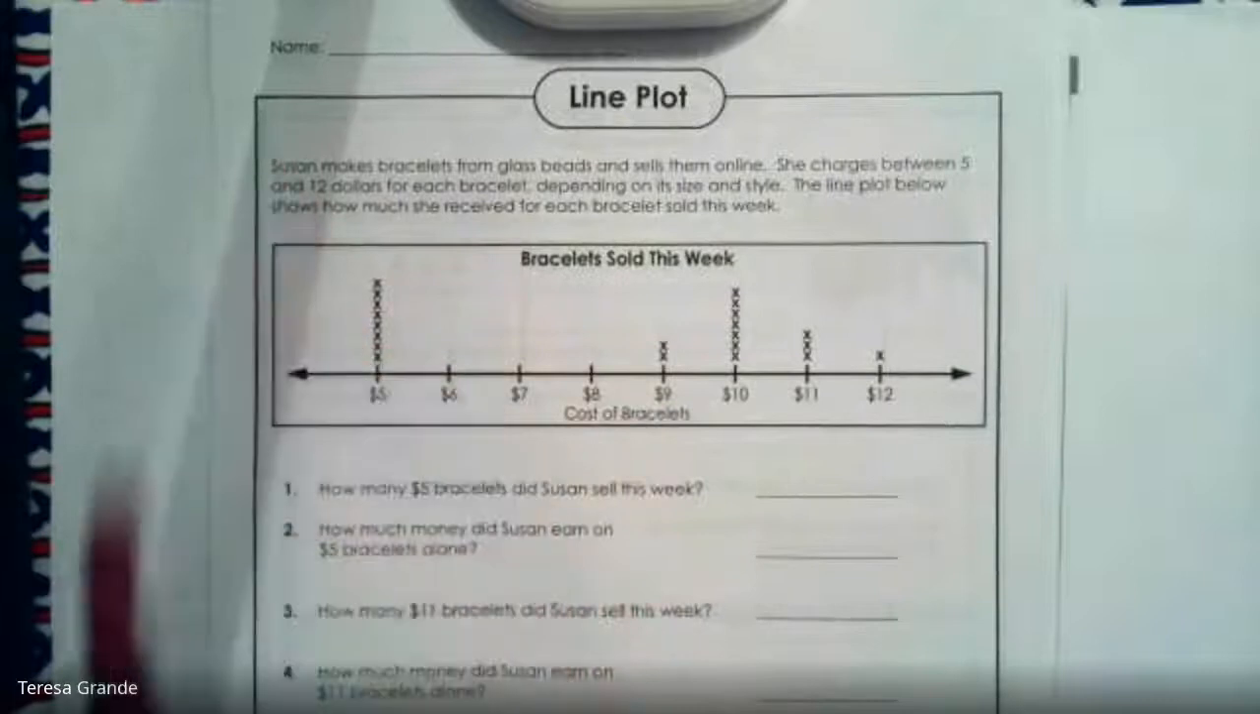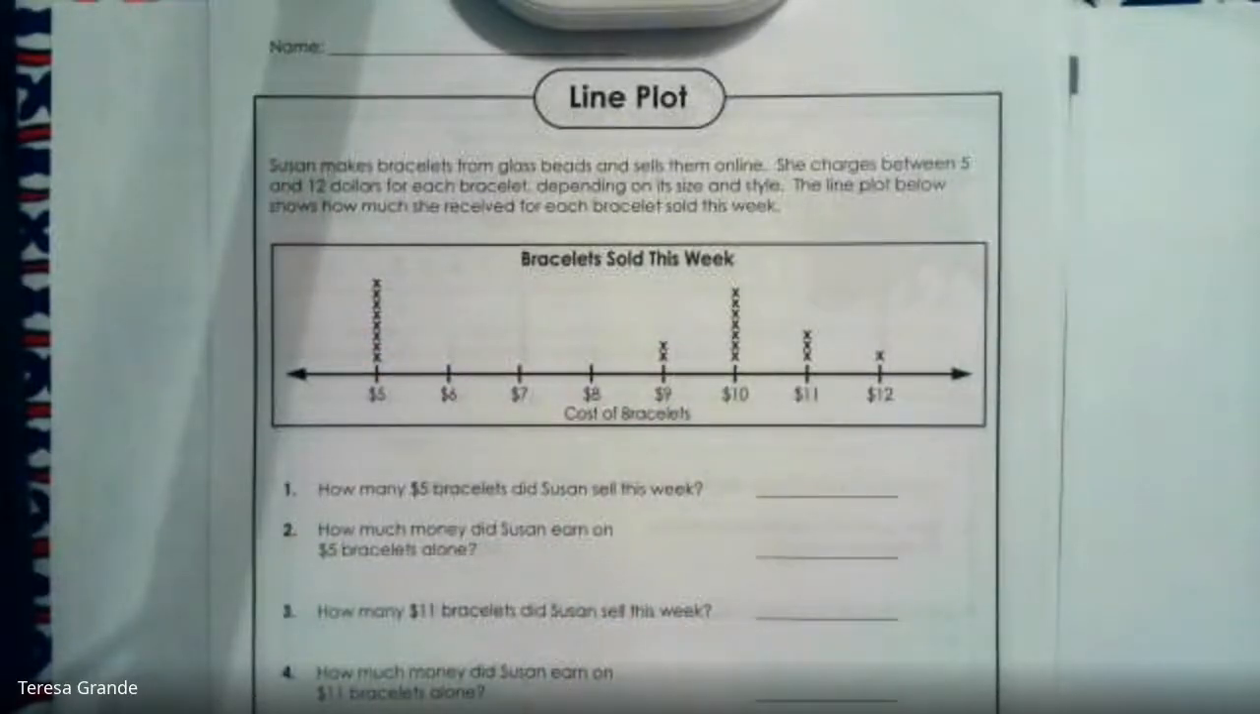First thing we have to do is we're going to read up here where it says, Susan makes bracelets from glass beads and sells them online. She charges between $5 and $12 for each bracelet, depending on its size and style. The line plot below shows how much she received for each bracelet sold this week.